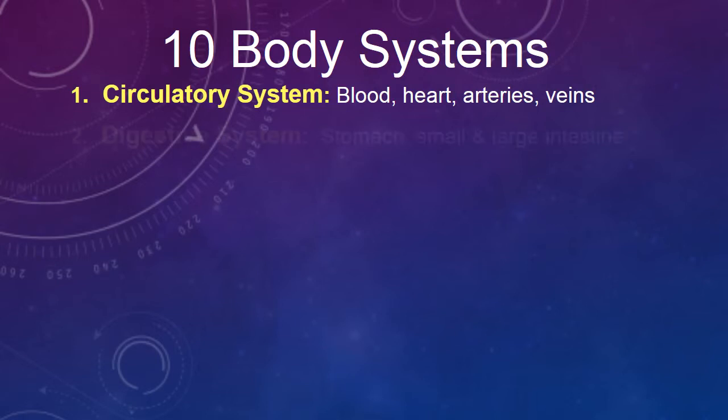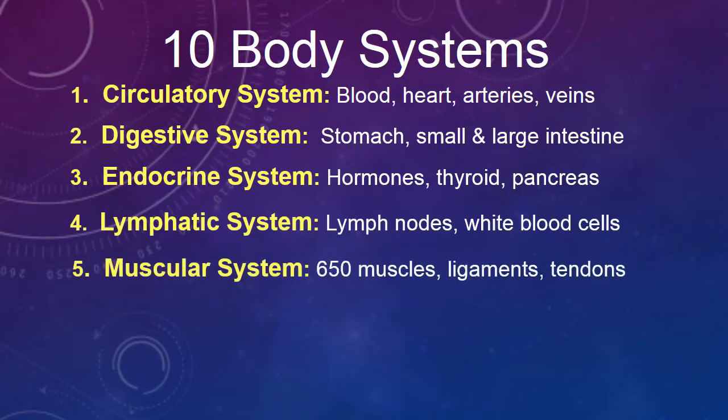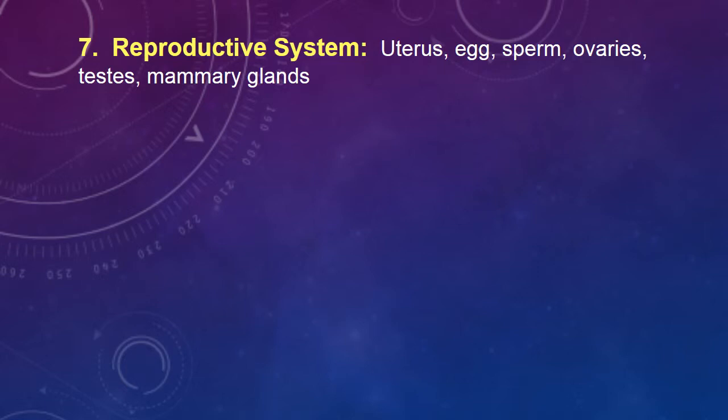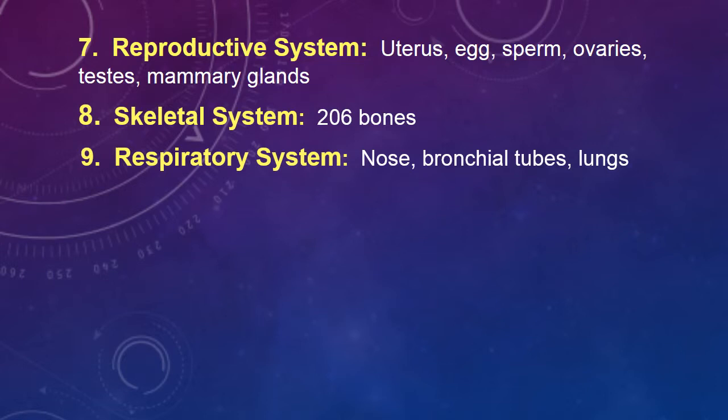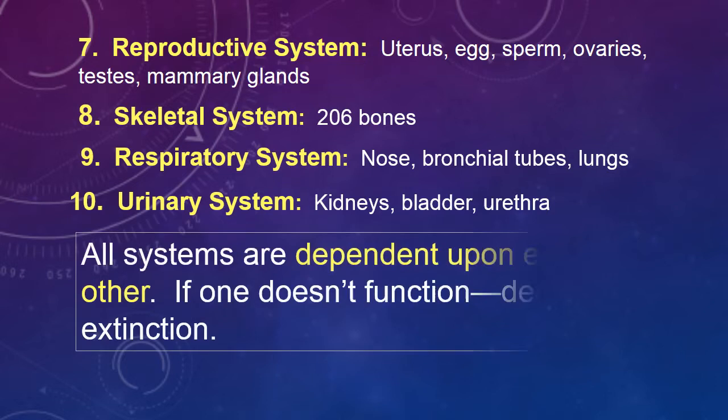The digestive system, the endocrine system, the lymphatic system with white blood cells, muscular system with 650 muscles and tendons, and nervous system, brain, spinal cord, reproductive system, skeletal system of 206 bones, respiratory system of breathing and bronchial tubes, and the urinary system. Now what's incredible is all of these systems are dependent upon each other. What's the point of having a heart and a circulation system if there's not a respiratory system to circulate the oxygen? If one of these doesn't function, there's death or extinction.